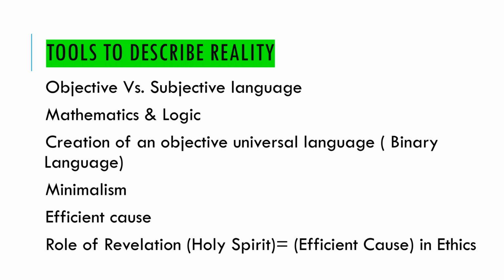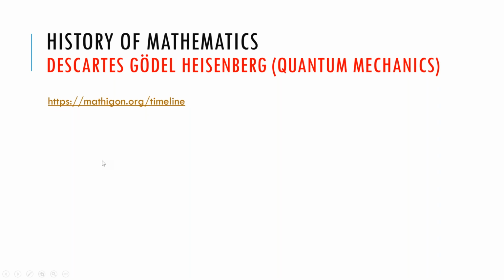And then we look at the role of revelation, which in Christian terms they call the Holy Spirit, which is the writings of the manifestations of God, or creator for this matter, and its relationship to efficient cause that creates the ethics that we know today. So I'm going to describe this history of mathematics, and we want to concentrate on Descartes, Gödel, and Heisenberg, who basically invented quantum mechanics.